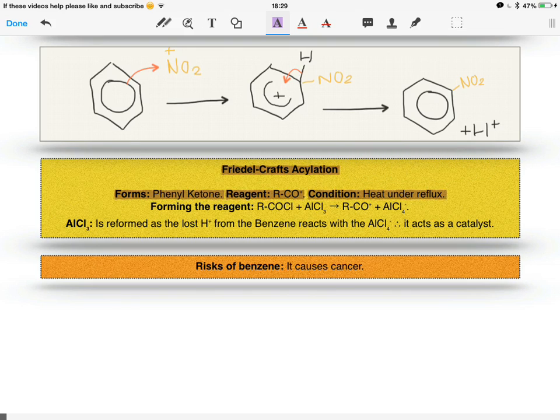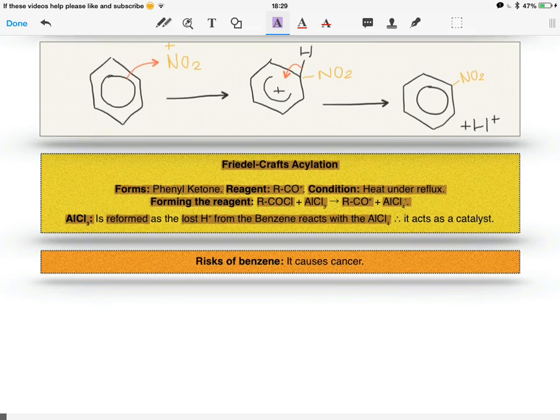And the condition for this reaction is heat and reflux. Again, we need to know the reaction for forming the reagent, and this is an acyl chloride plus AlCl3, which reacts to form our reagent plus AlCl4 minus. What we need to know is that AlCl3, just like the H2SO4 earlier, is reformed as the lost H+ from the benzene reacts with the AlCl4 minus, therefore forming HCl plus AlCl3.